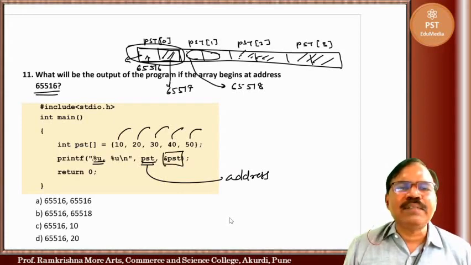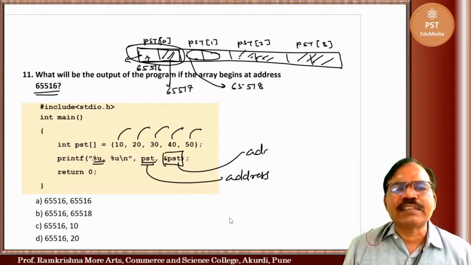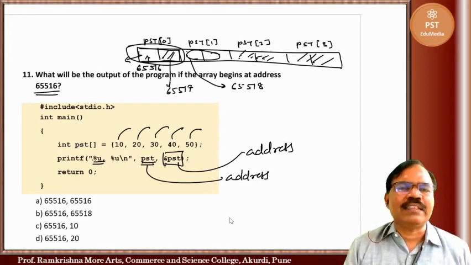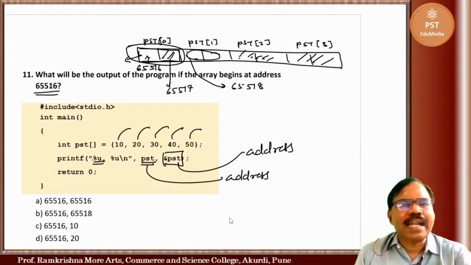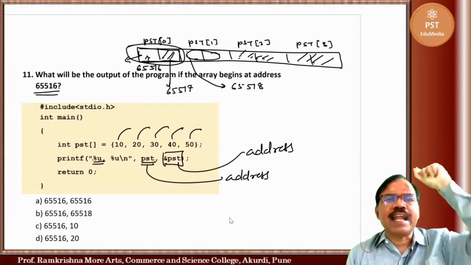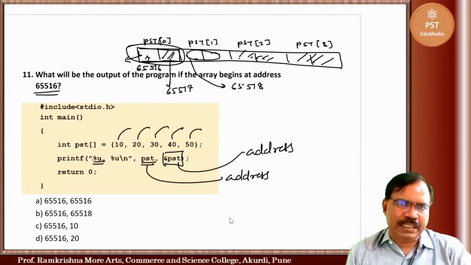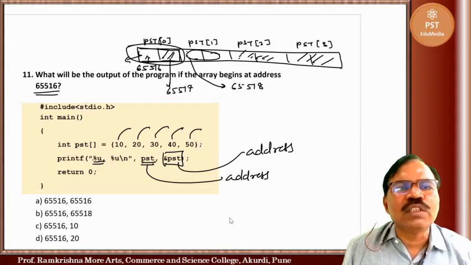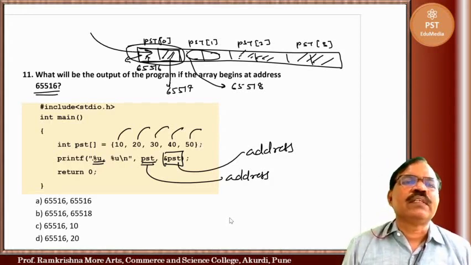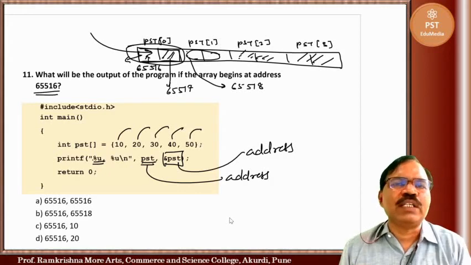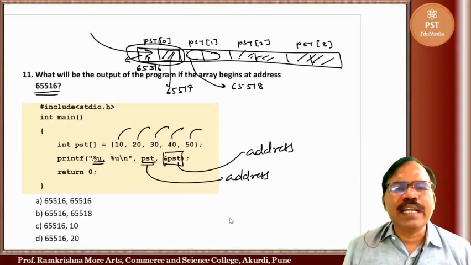And PST means it will also print the address. So what happens? The address of the PST array is the address of the 0th element. The address of the 0th element is the address of this first byte, that is 65516. So you will get that here.